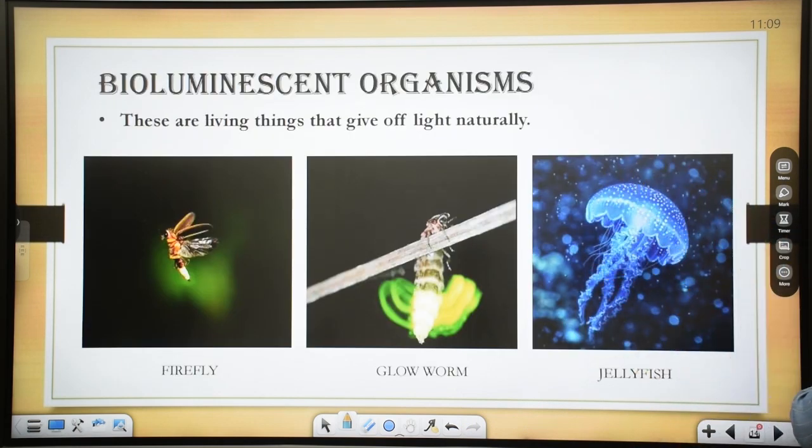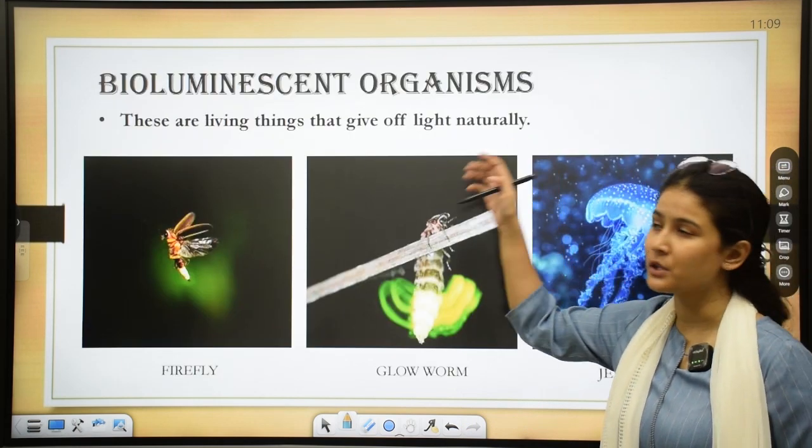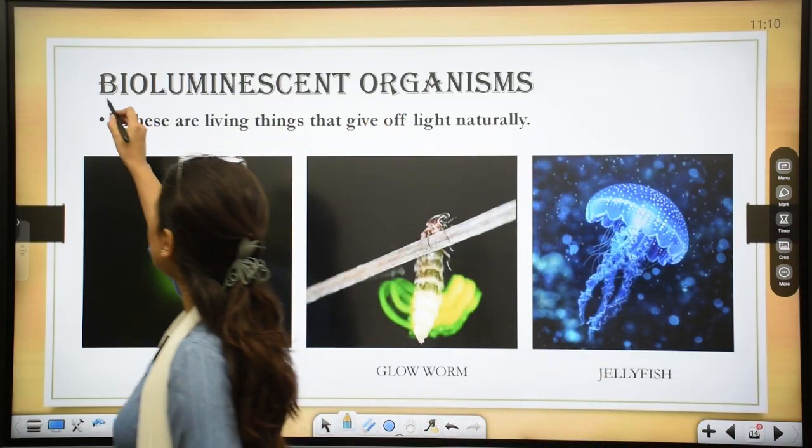Bioluminescent objects. Now let me tell you what are bioluminescent objects. Luminescent you understand. What do you mean by bio?